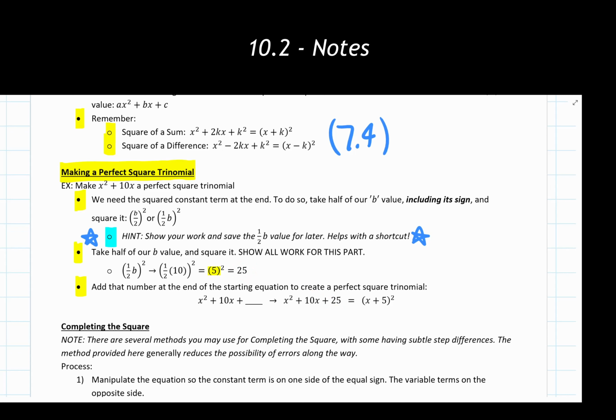So now I would need to create a perfect square trinomial and then factor that thing. So you can go through the entire factoring process from 7.4 or use the AC method from 7.3 if you'd like to factor this thing out. However, there is a shortcut that shows up here.